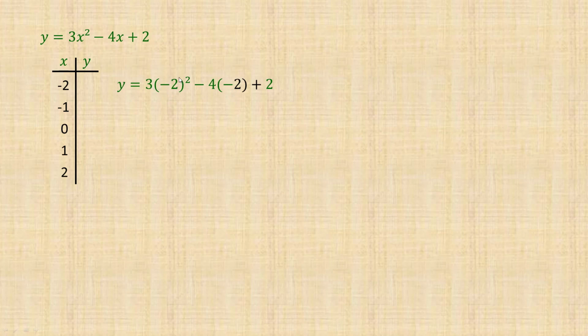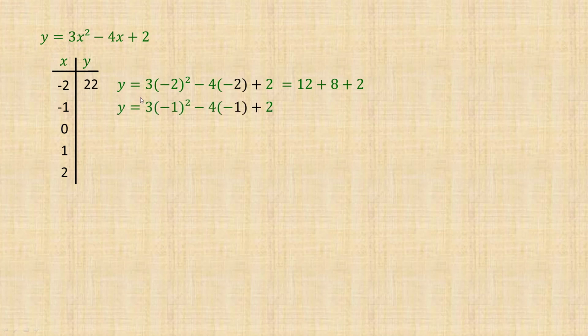3 times negative 2 squared, so that's 4, and 3 times 4 would be 12. And negative 4 times negative 2 is 8. So that adds to 20, plus 2 more would be 22. So that's my y value for an x value of negative 2.